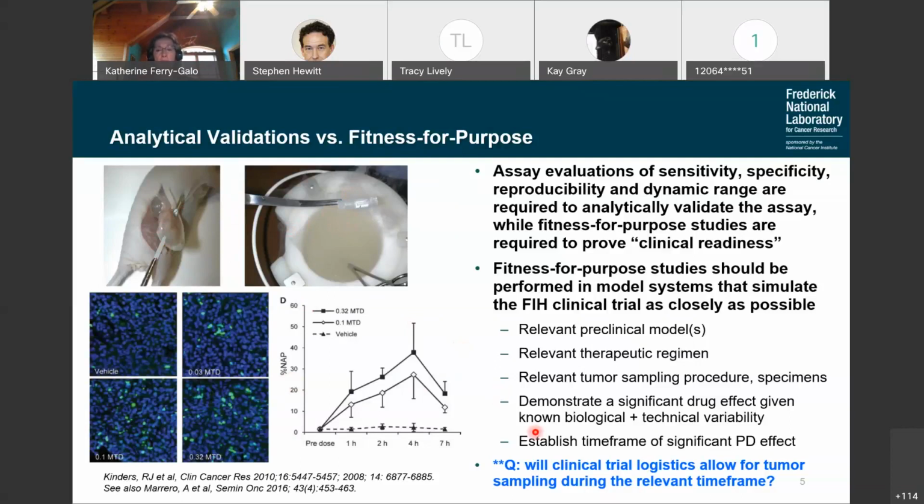And the main purpose of these fitness for purpose studies is to demonstrate a significant drug effect, given all the obvious biological and technical variability that's really inevitable for all types of measurements of this nature. But again, that's what's shown here: to be able to establish in this setting a very significant drug effect, and very importantly, to establish a time frame for that significant effect. Important to know, will the clinical trial logistics allow for tumor sampling during this relevant time frame? So once you know that time frame.